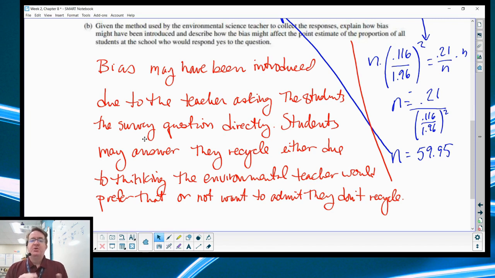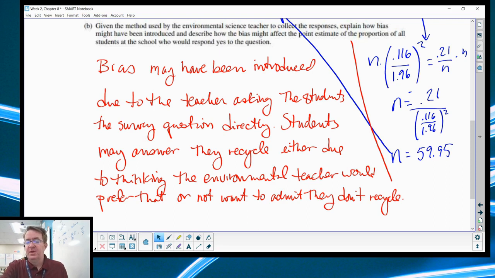Notice here I didn't specifically say what type of bias we're talking about. One of the reasons for that is because if you're wrong with that, then it's my understanding, and readers, please feel free to correct me down in the comments, that if you say something wrong like that, they have to take some points off. But if you don't say what type of bias it is, because the question asks to explain how bias might have been introduced and describe how the bias might affect things, it didn't say what type of bias. Then they can give you full credit for that.